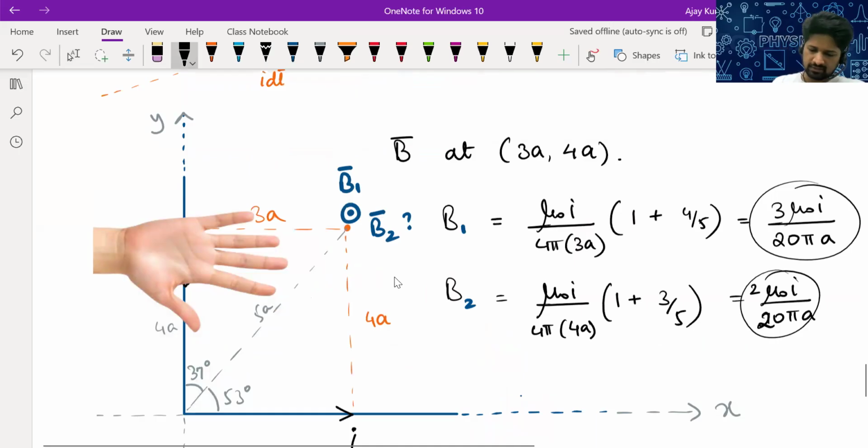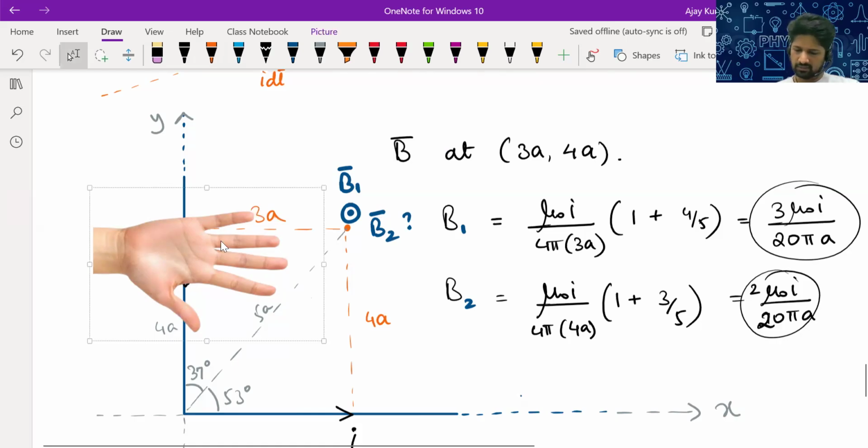So first case, if the thumb is pointed in the direction of current this way, it's not fully stretched out in this diagram, but imagine it is stretched out. Then the thumb will point downward. Fingers are pointed towards the position where you want the magnetic field. And then if you curl them, in this case, the way the person's hand is held, the fingers will come out of the screen. So the magnetic field produced by the first wire is out of the screen.